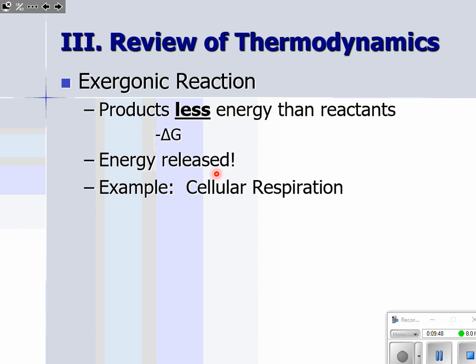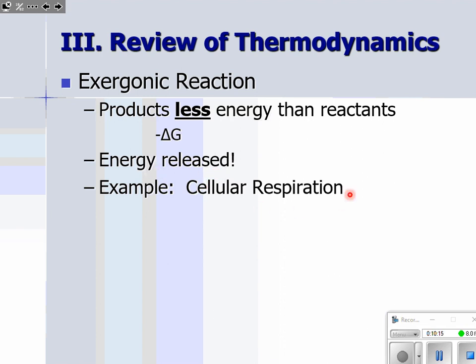Now in a chemistry lab, if you're running a chemical reaction in a beaker, you know if it's exergonic because it'll give off heat. If you mix two chemicals together, things start to bubble and fizz, and all of a sudden you can feel heat coming off the beaker, that tells you that's an exergonic chemical reaction. Energy is being released in the form of heat.